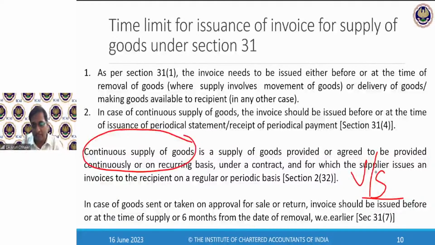After some time, we will discuss the continuous supply of service. In the continuous supply of service, a minimum period of 90 days is required. That is the difference between continuous supply of goods and continuous supply of service. In the supply of goods, there is no minimum period required, but in the case of services, the minimum period is defined as 90 days.